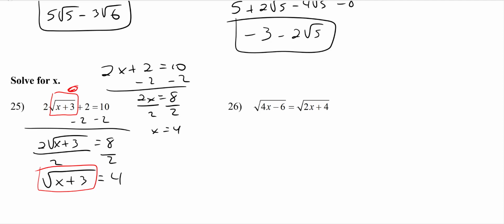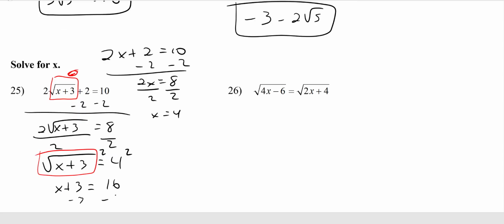Okay, and then your next step is you need to square both sides to get rid of the square root. So you get x plus 3, because it just gets rid of the square root, equals 16. My last step is subtract 3 from both sides. So x equals 13. And it's easy to check it too. Guys, just check. Look at this. If I put a 13 in there, 13 plus 3 is 16. I'm putting in the original problem. 16, square root of 16 is 4. 2 times 4 is 8. 8 plus 2 is 10. I got it right. I know I did.